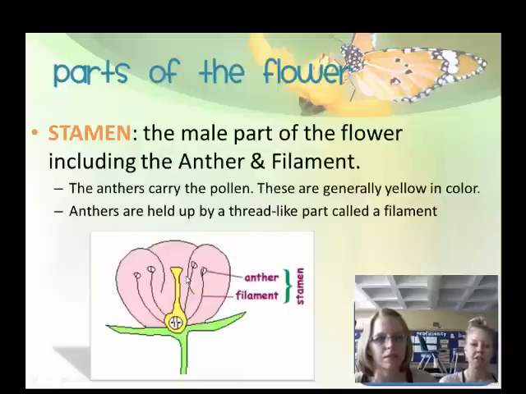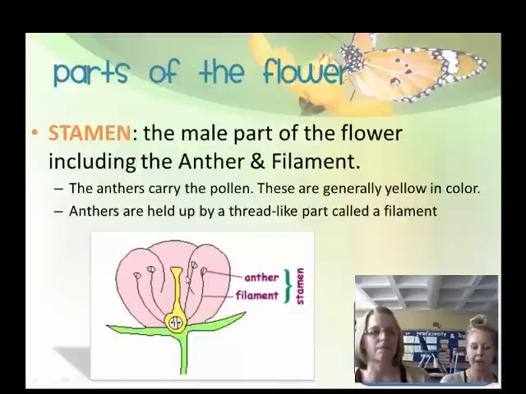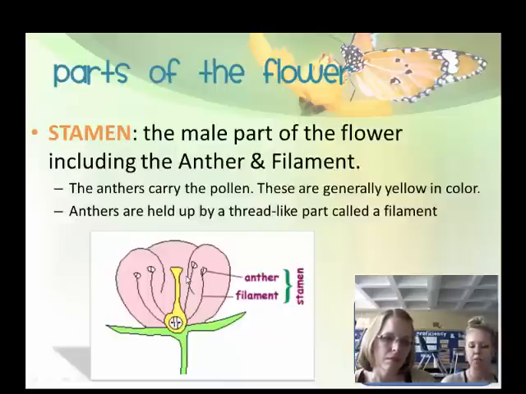A lot of times these are yellow in color, not always, but generally the color is yellow. And the anther then is kind of like the stem, the filament is the stem for the anther. So the filament is that small structure that holds the anther up high. Which you want, because if bees are picking up that pollen, you don't want the anther real far down into the flower or the bees would never get to it.